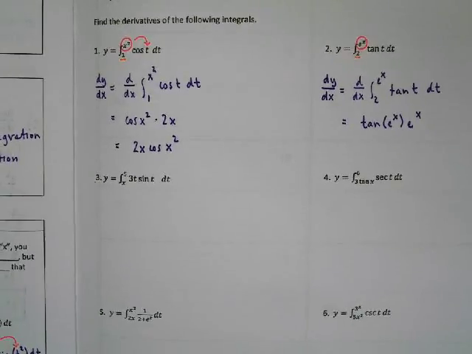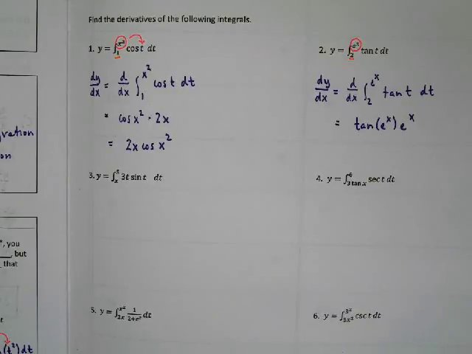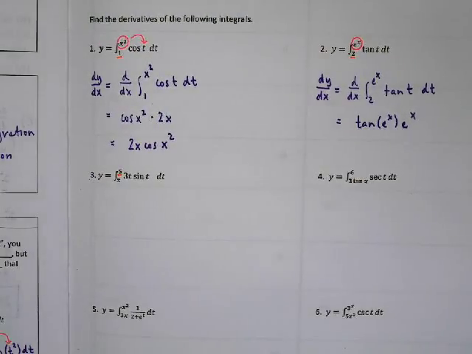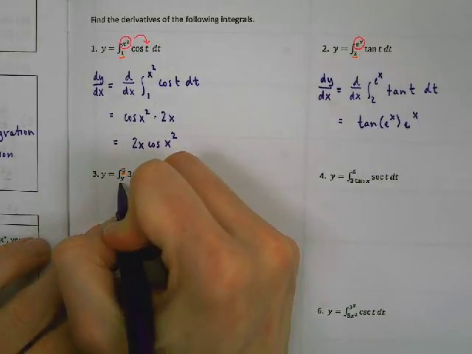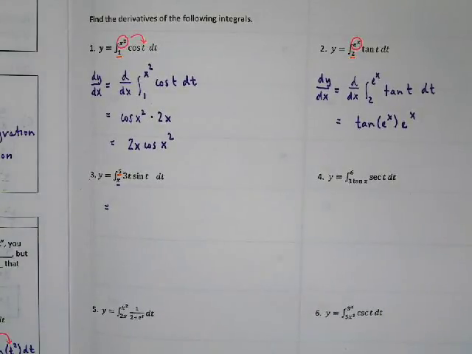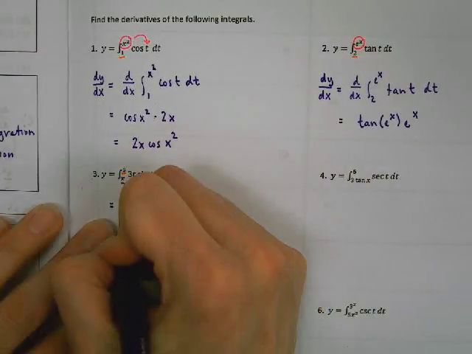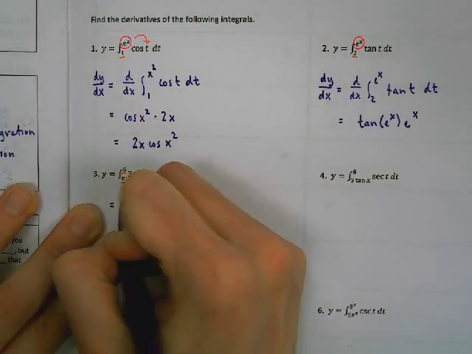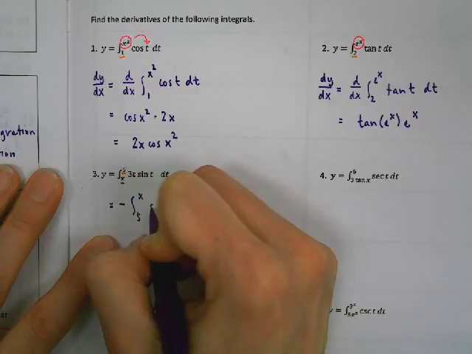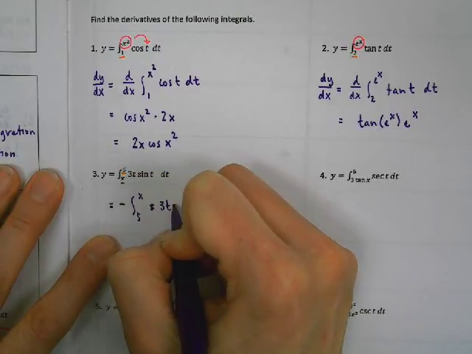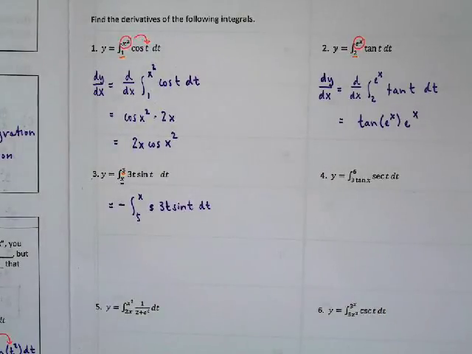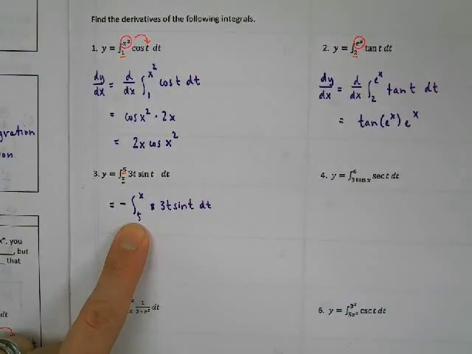All right, moving right along. Number 3. Now here I see that things are a little different. Now my upper limit is my constant, and my lower limit is my variable. So again, I'm going to use my properties of integrals, my order of integration, to flip these. So now I know this is equal to the opposite of the integral from 5 to x of 3t sine of t dt.